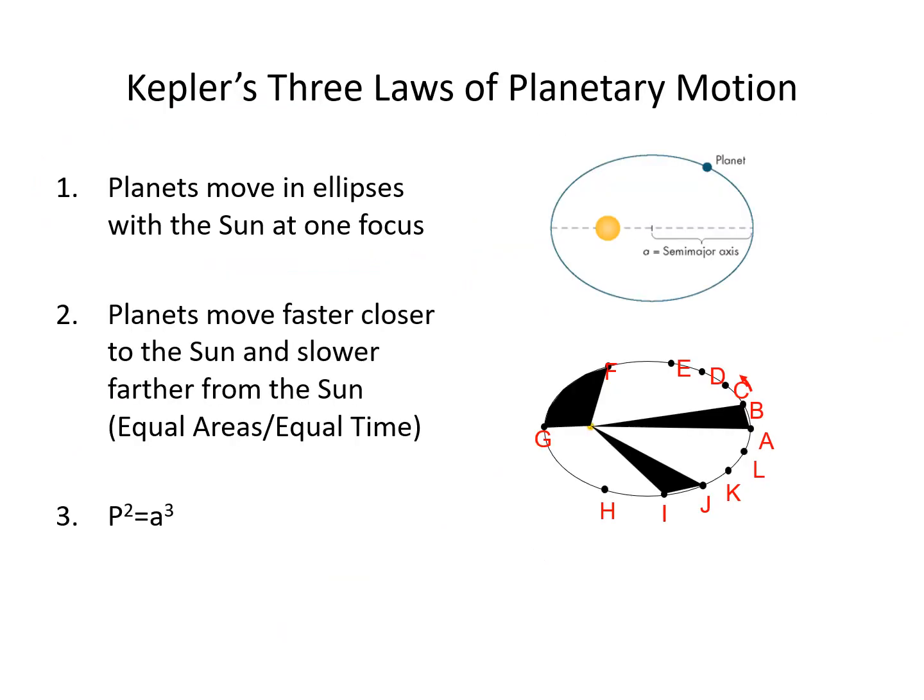So what have we learned today? Very simply, we have Kepler's three laws of planetary motion. Kepler's first law is that all the planets move in ellipses with the Sun at one focus. Kepler's second law says that a line connecting the planet and the Sun will sweep out equal areas in equal amounts of time. The physical understanding of this, of course, is that planets move faster close to the Sun and slower farther from the Sun. We have Kepler's third law, which is a mathematical relationship between the period of the orbit and the semi-major axis of the orbit, p squared equals a cubed.